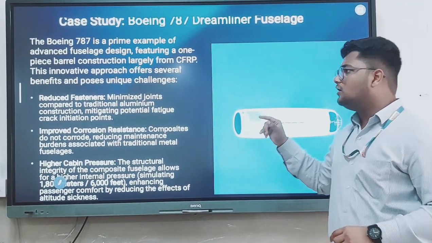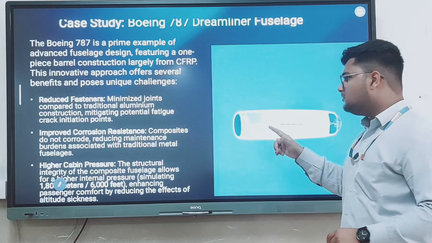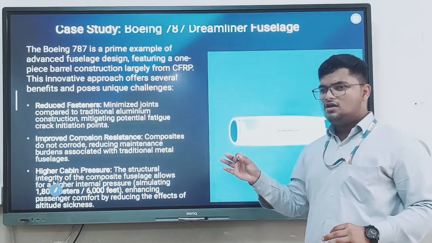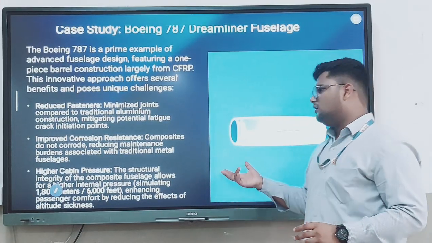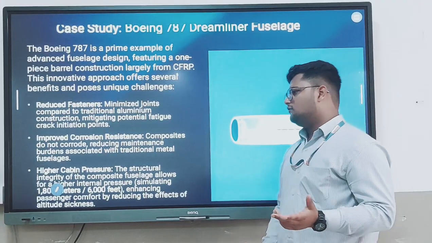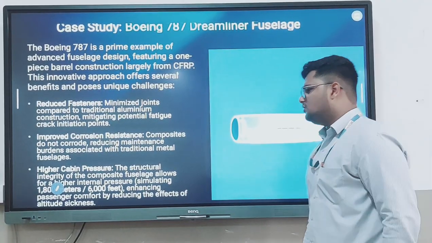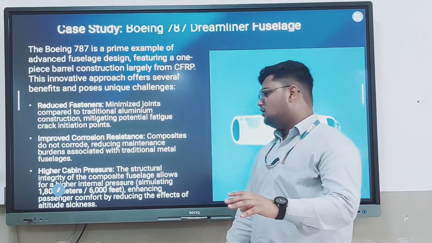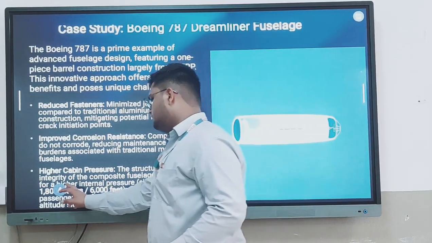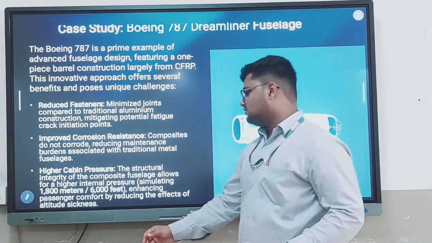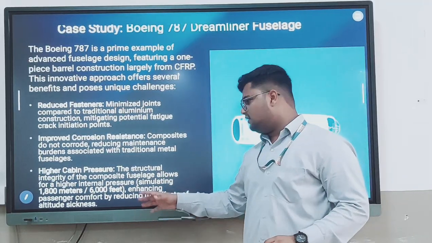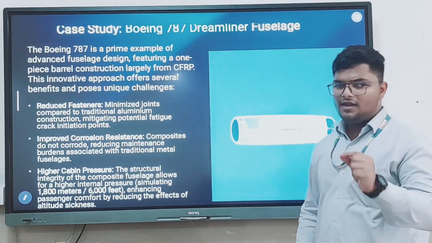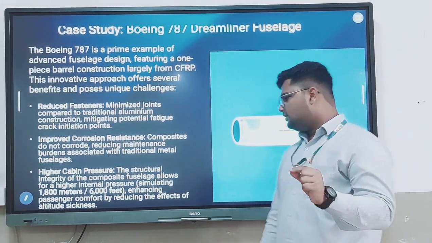Because of the composite polymer, we get excellent corrosion reduction, which ultimately leads to reduced maintenance, and of course it is beneficial for the companies. Then we have cabin pressure. Of course, we can maintain a cabin pressure equivalent to about 1800 meters, that is around 6000 feet, and it can reduce the effects of altitude sickness.